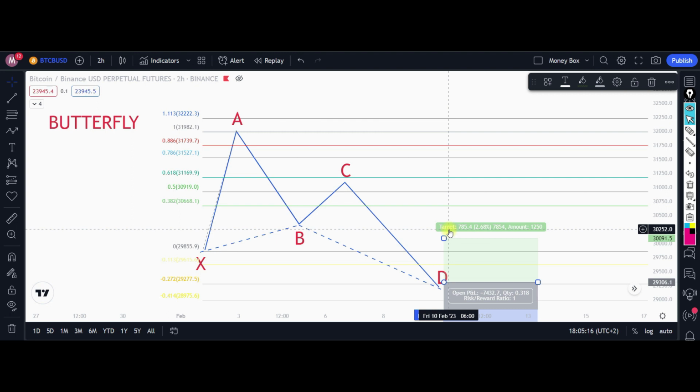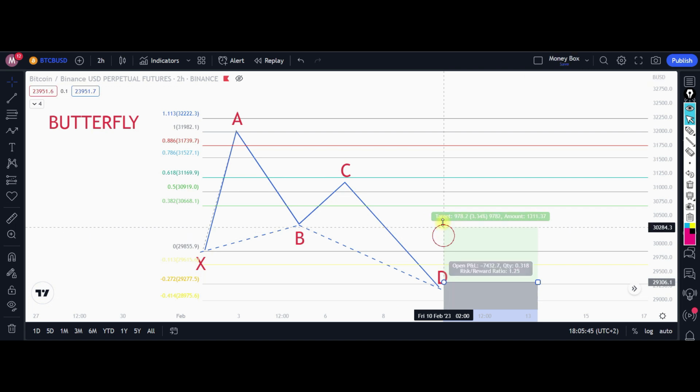Your target might be quite long with the butterfly pattern if you coincide it with a trend reversal point, and that's because point D is below point X. We should arrange our stop loss level according to our take profit area.